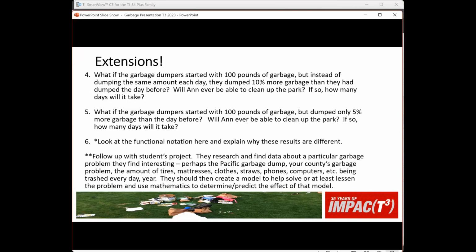Another extension is, what if they start with 100 pounds of garbage, but instead of dumping the same amount, they dump 10% more each day? Will they ever be able to clean up the park? How many days will it take? Or perhaps only 5% more garbage. Look at this one once again as functional models and see what happens.